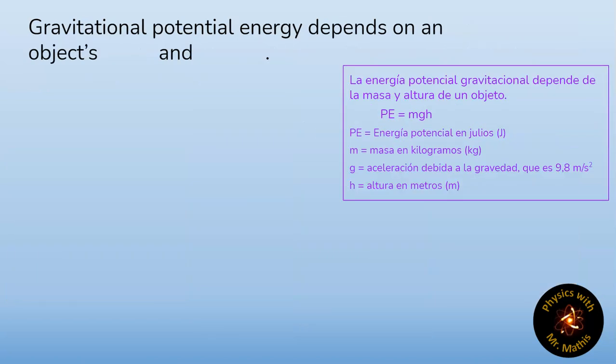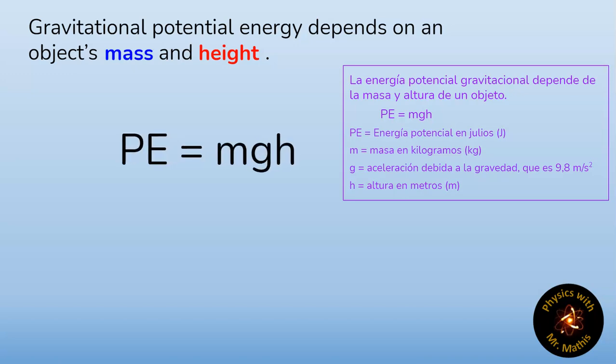Potential energy is also due to an object's mass, just like kinetic energy, but instead of velocity, gravitational potential energy is related to the object's height above the ground or above a reference point. The equation for potential energy is PE equals m g h.